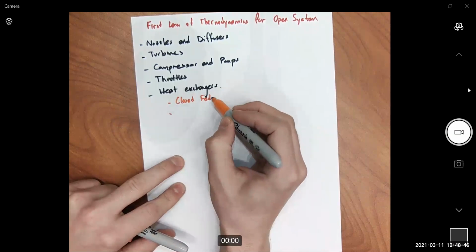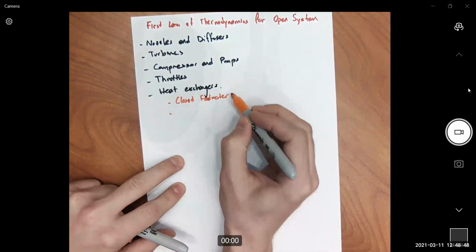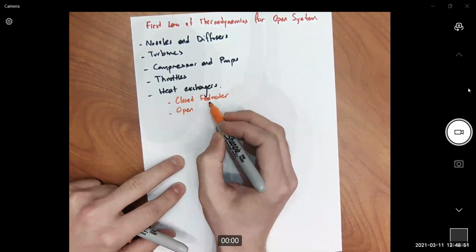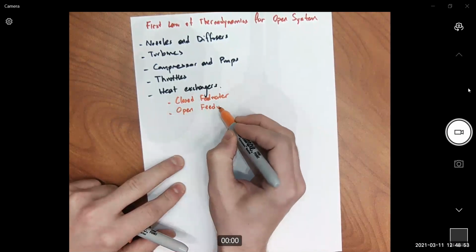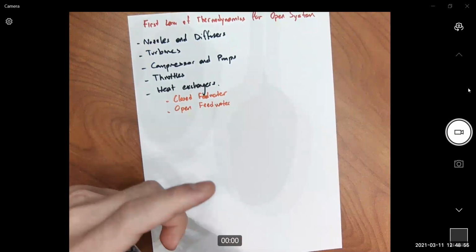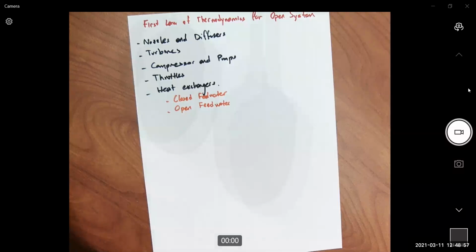Closed feed water and open feed water type. What do I mean by closed and open? In closed feed water heat exchanger, two substances at different temperatures don't mix. They don't see each other. They only send energy to the wall. Right? That's the closed type.